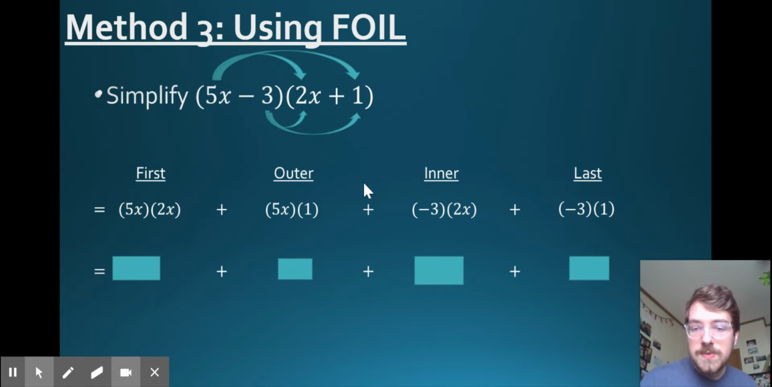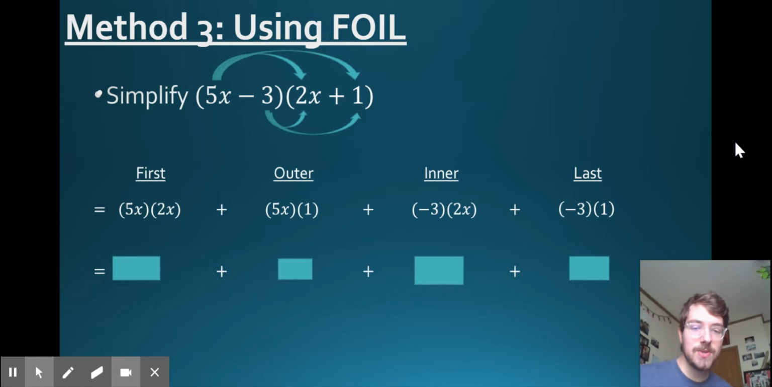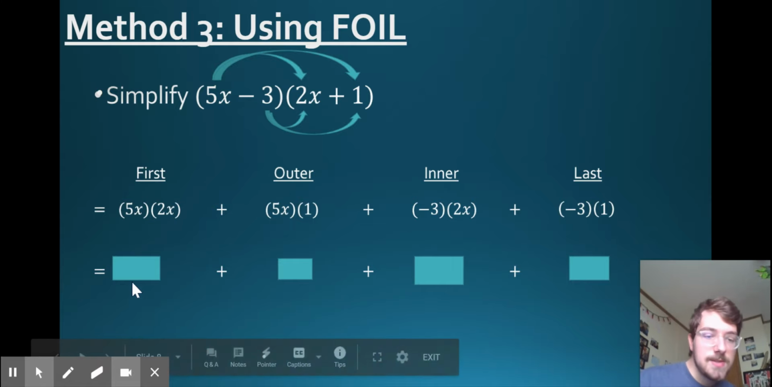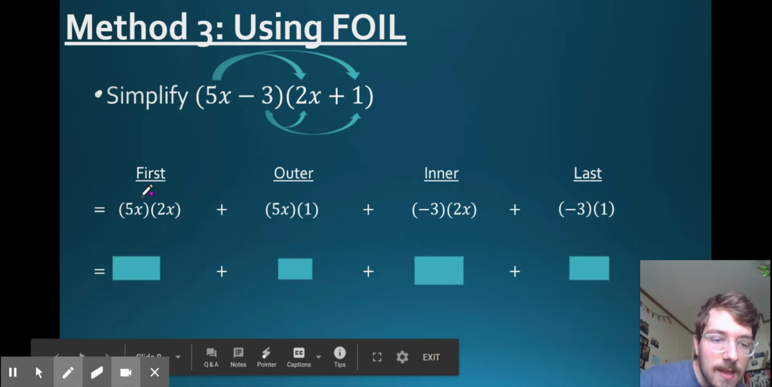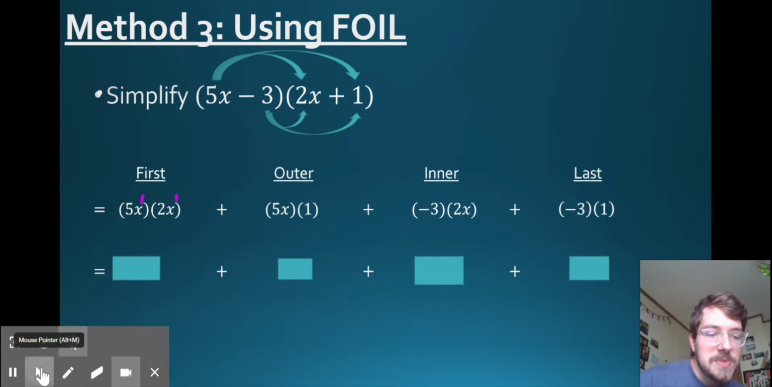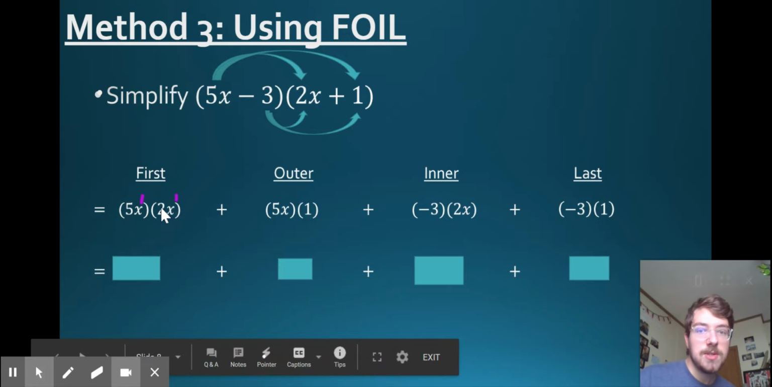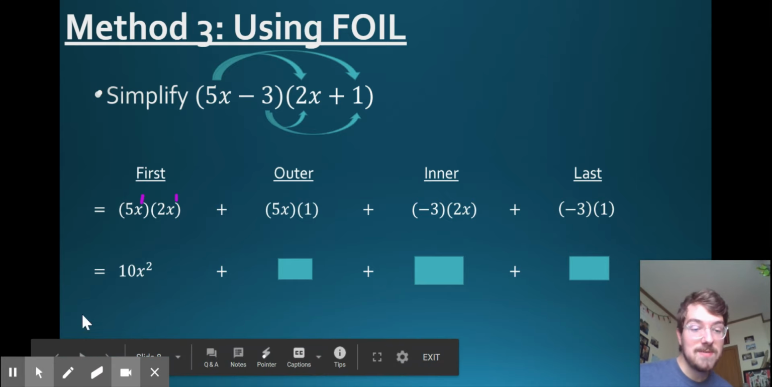So I'm going to do all those 4 bits of multiplication, and I put a plus in between all of them, because you can't go wrong with a plus in this case. So let's do all that multiplication. I have to do 5x times 2x, and again, those exponents are 1s because there's nothing there. So I'm going to multiply those coefficients, 5 times 2, which gives me 10, and then x to the 1 times x to the 1, which gives me x to the 2. So I should have 10x to the second power.